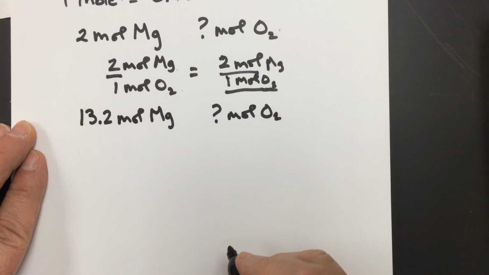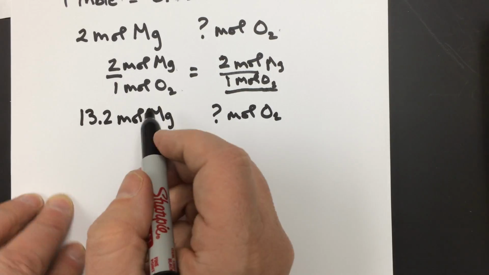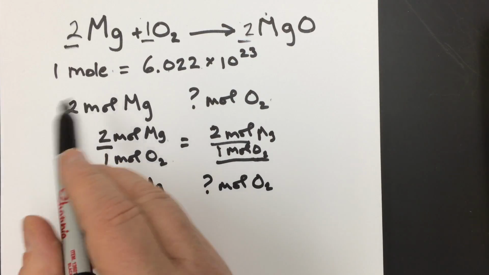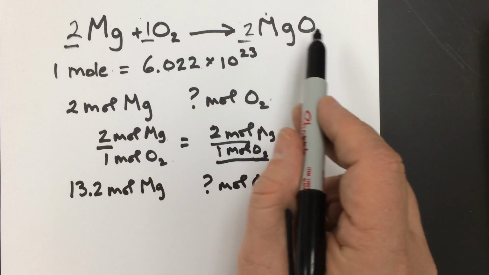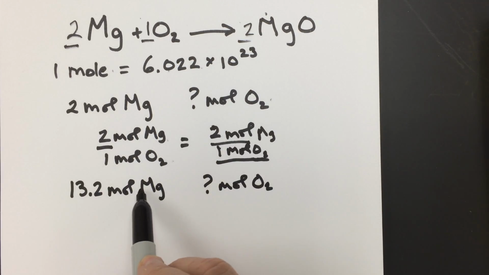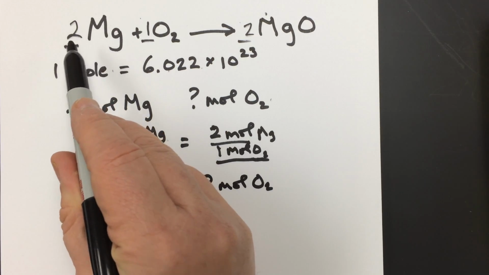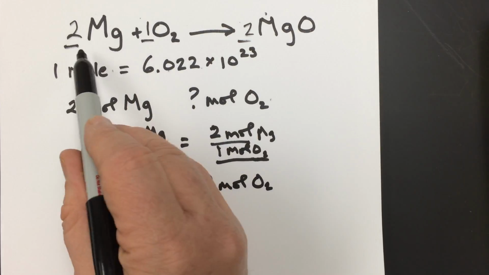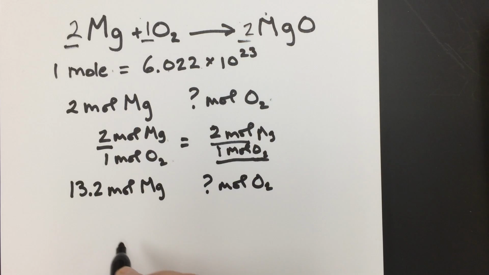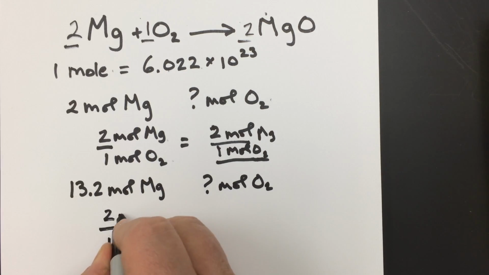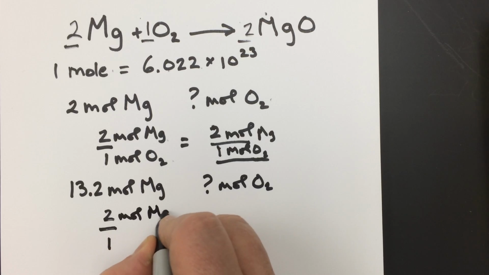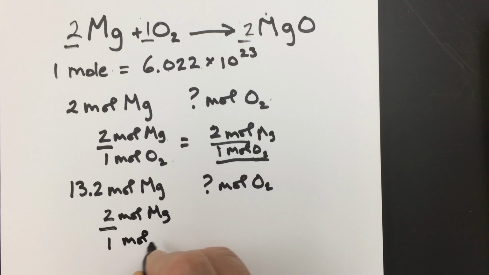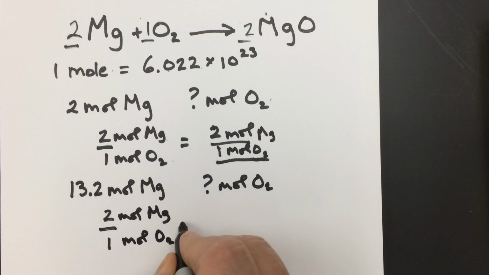Okay, so we're going to go back to the balanced equation. It's 2 to 1 to 2. I'm starting with magnesium, so I go to the balanced equation, and I'm looking for oxygen, so I'm only interested in these two, so I can skip that. It's 2 to 1. This is 2 moles of magnesium for every 1 mole of oxygen molecules.